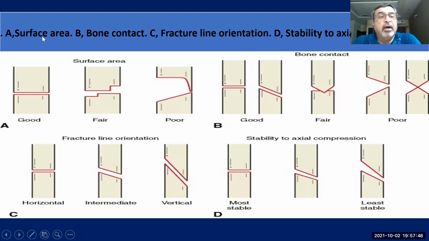So a good contact surface area, this is a fair contact and this is poor. Similarly, this is bone contact. Even this will unite well, but this is a poor union situation. Horizontal, intermediate and vertical fracture lines and stability, this will give the most stable construct as compared to this one.